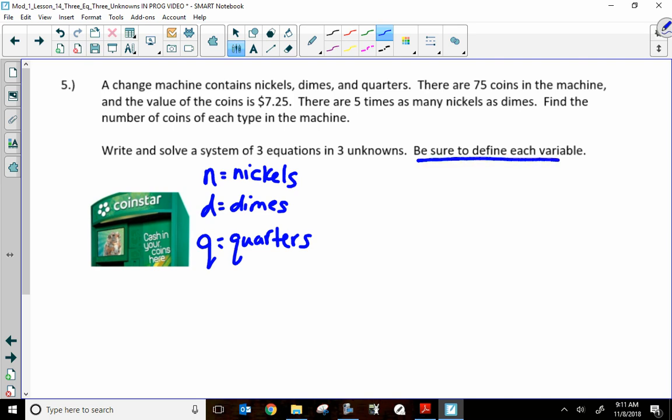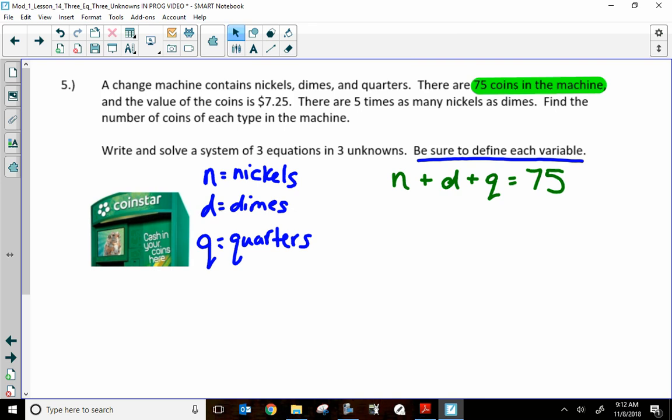We have now defined the variables. So, highlighter, green. There are 75 coins in the machine. That means we have a total number of coins, quantity, not value. If I take all the nickels, dimes, and quarters in that machine and count them, forget their value, if I just count the coins, there's 75 of them. So the number of nickels plus the number of dimes plus the number of quarters should give me 75. All right, okay. It's not too bad.